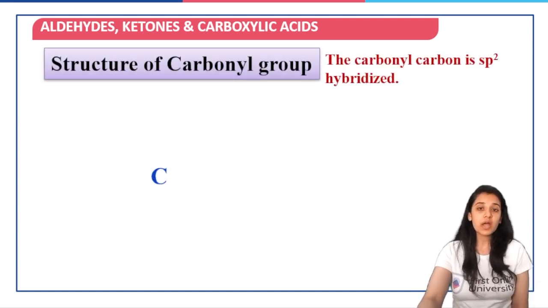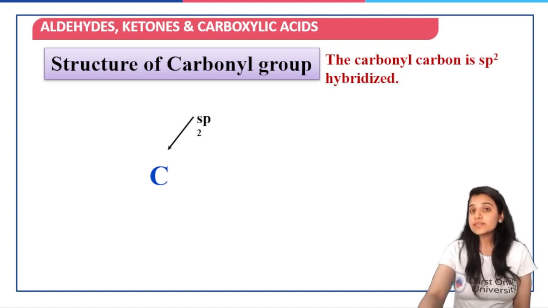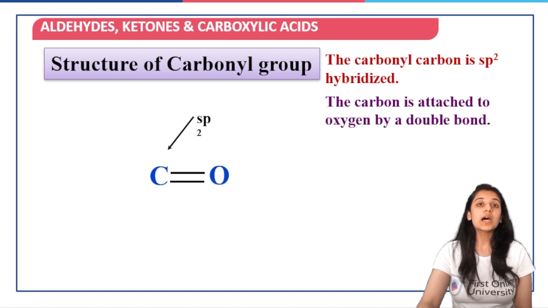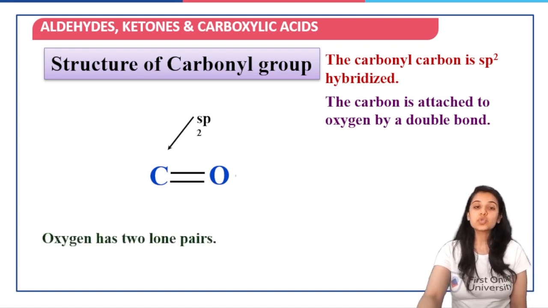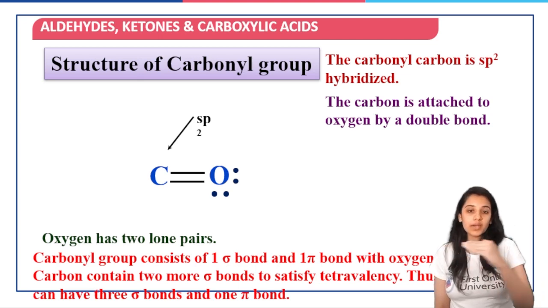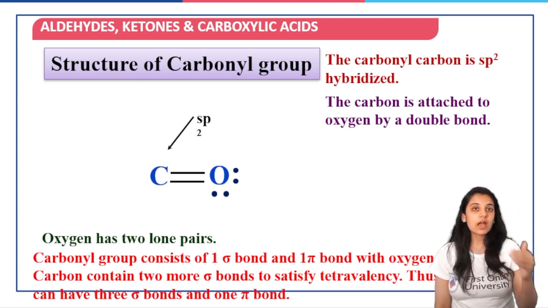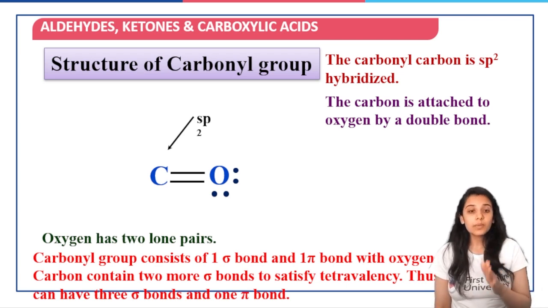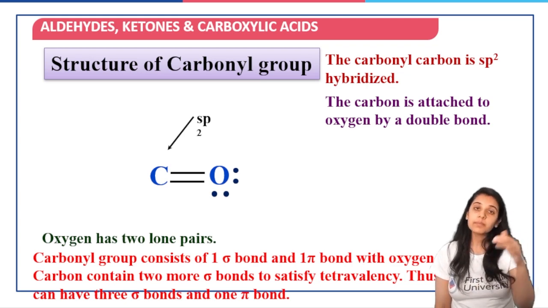When we look at the structure of carbonyl compound, the carbonyl carbon, if you carefully see, is sp2 hybridized. The carbon is attached to the oxygen through a double bond, and whenever a double bond comes next to carbon, that carbon becomes sp2 hybridized. And the oxygen has two lone pairs of electrons. So here we see that the carbonyl group consists of one sigma bond and one pi bond between the carbon and oxygen. So carbon will have to form two more sigma bonds in order to satisfy its tetravalency. Thus, we can have 3 sigma bonds to the carbon atom and 1 pi bond.